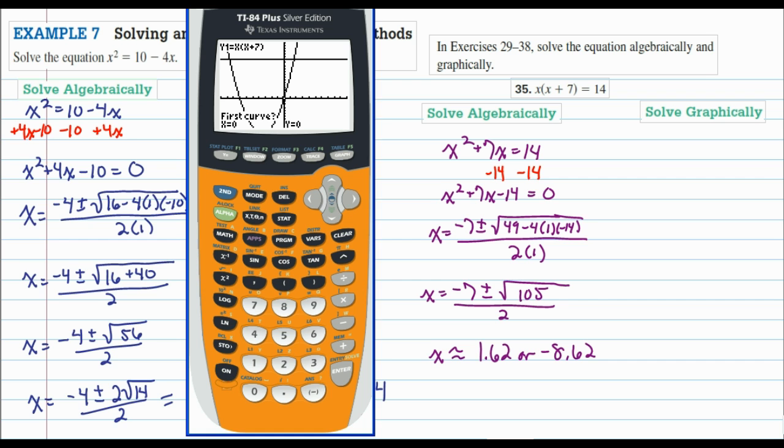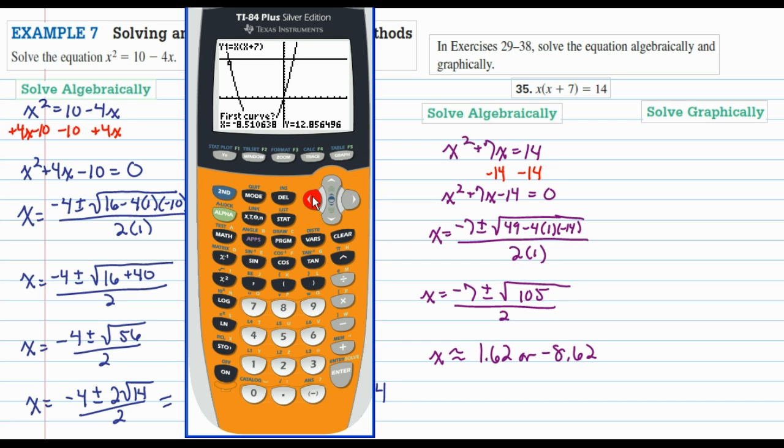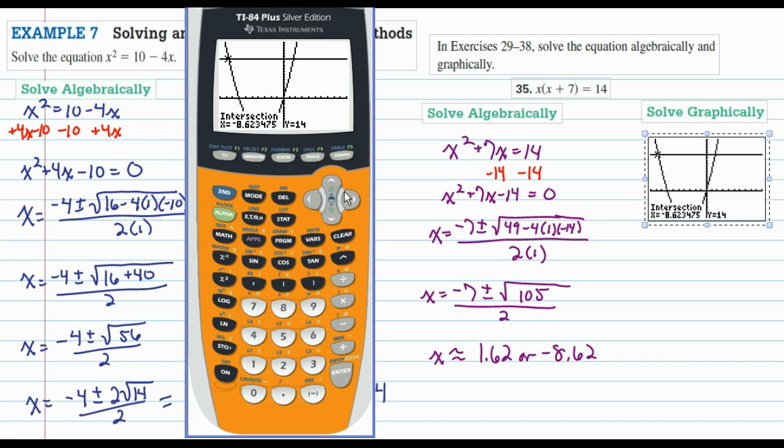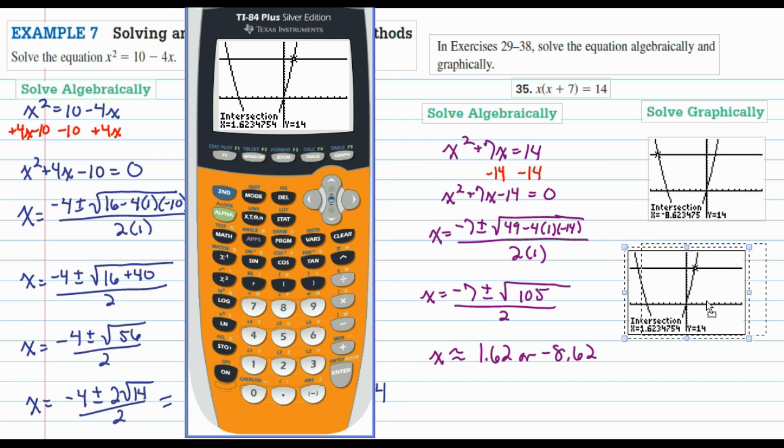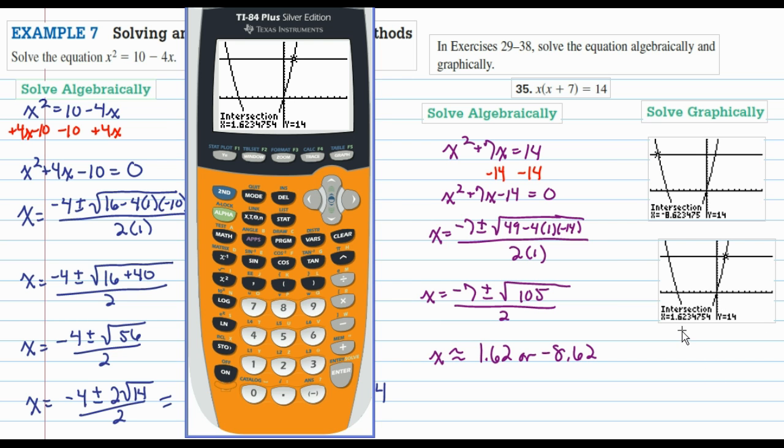So now I can go second calc intersect, all the way on the left side, hit enter, enter, enter. I've got one of those intersections. Now on the right side, too much, too much, enter, enter, enter. There's my other intersection. Both are what I got algebraically for my two x values that are solutions, zeros, roots.